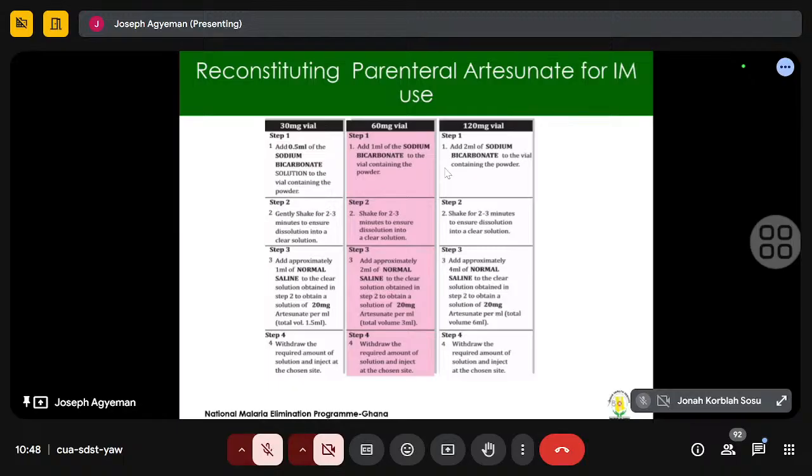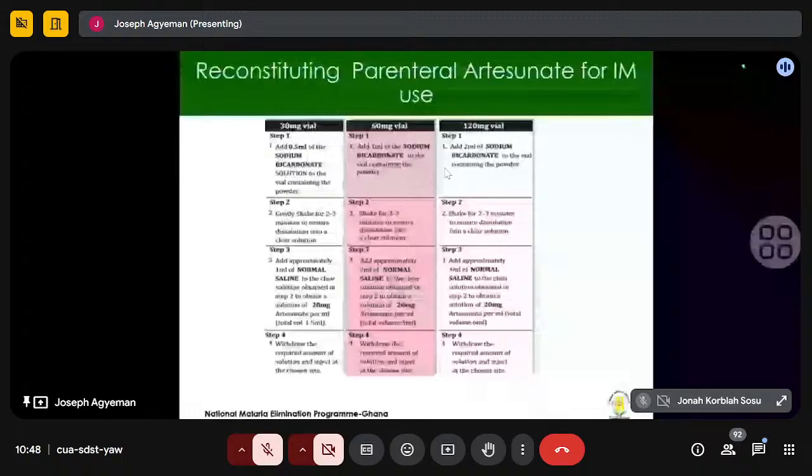Now, at this point, we have 0.5 mils containing 30 milligrams of the active ingredient. How do we manipulate this so that at the end of the day, the final diluted solution that we are going to prepare, when we pick each mil from it, each mil will contain 20 milligrams of artesunate for IM administration?